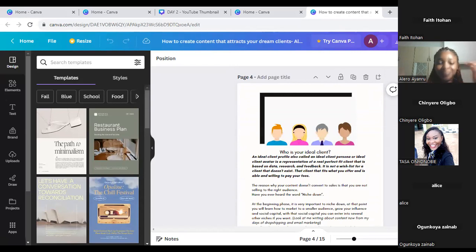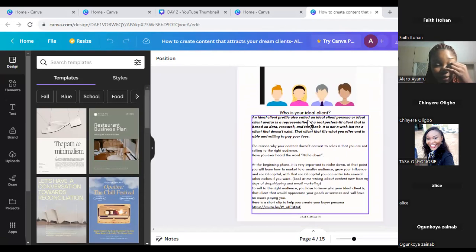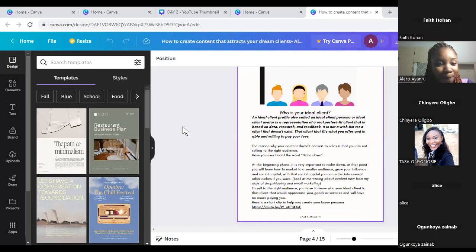So I just spoke to you now about your ideal clients. I said an ideal client profile is also called an ideal client persona. It's a representation of a real perfect fit client that is based on data, research, and feedback. And it is not a wish list for a client that doesn't exist.